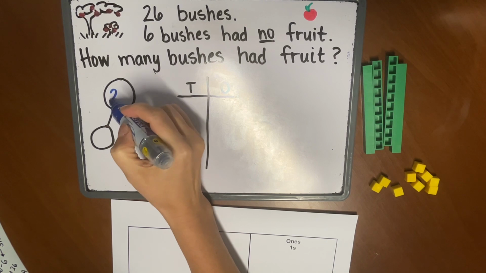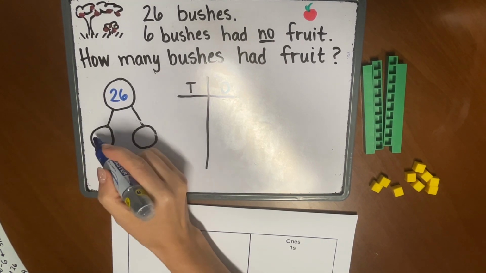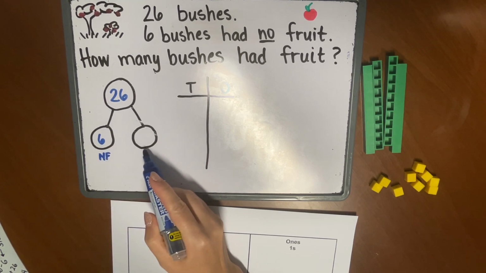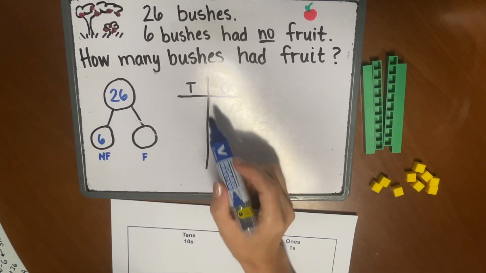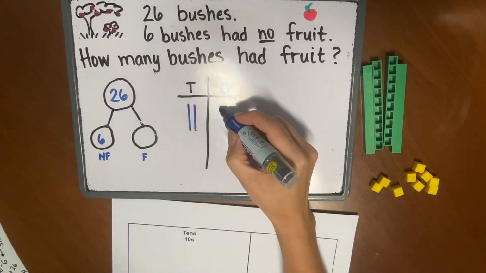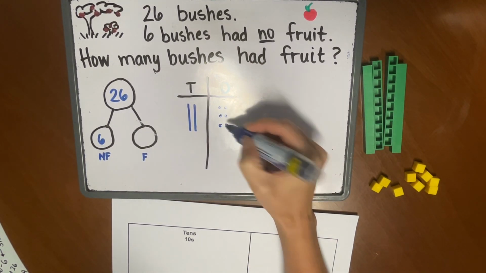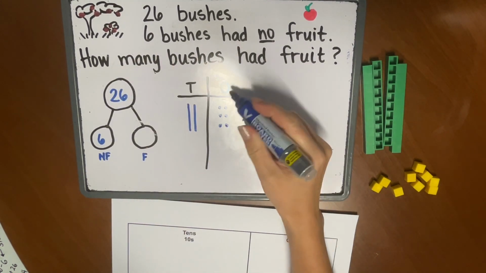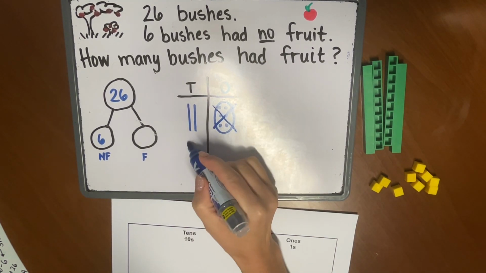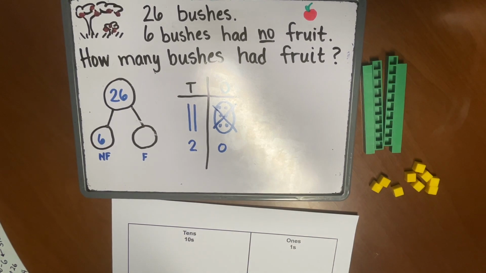I know that all together I had 26 bushes, and 6 bushes had no fruit, and then an amount did have fruit. Well, when I made my tens and ones, I had 20, or 2 tens, and 6 ones. And then I knew that 6 had no fruit, so I'm going to take the 6 that had no fruit, and what was left was 2 tens and 0 ones. So 20 had fruit.